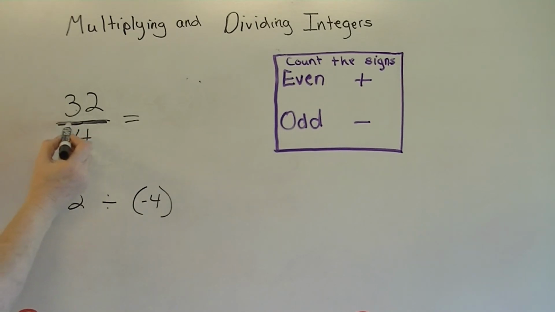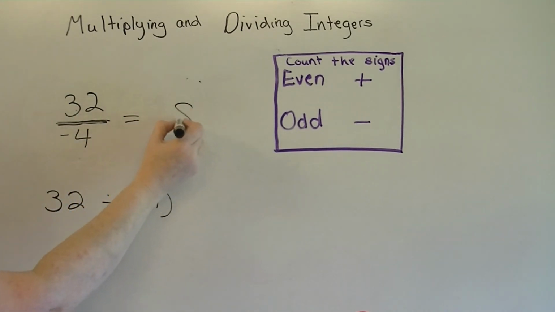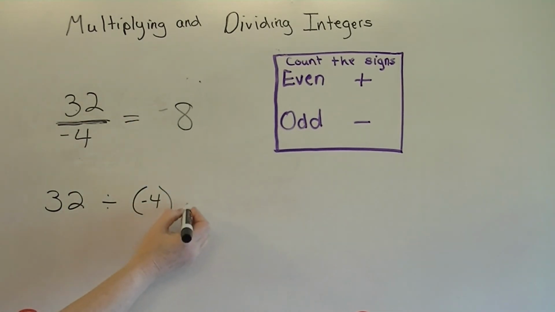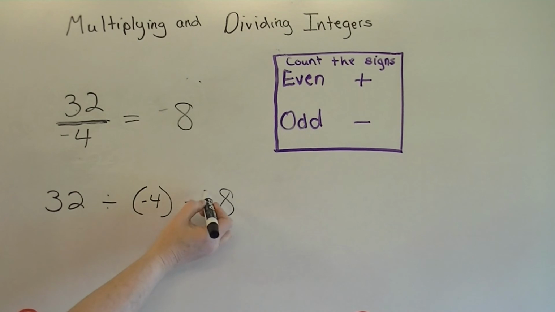So 32 divided by 4 is 8. And if you count the negative signs, there's only 1. 1 is an odd number, so it's negative 8. And the same thing here. 32 divided by negative 4, it would be 8. There's 1 sign, so 1 is an odd number, so your answer would be negative 8.